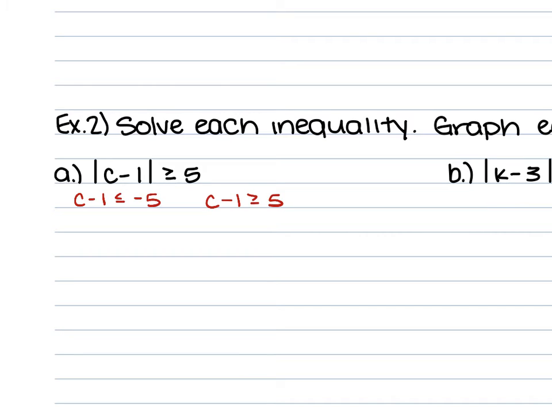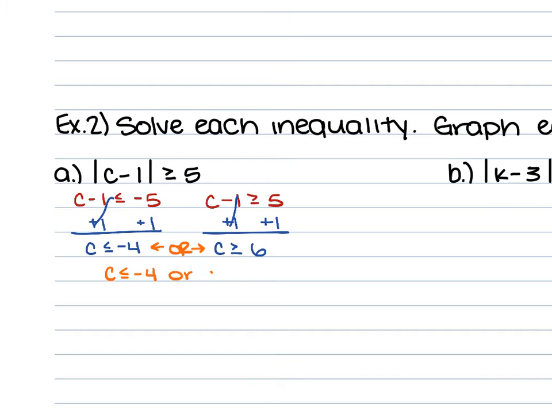I'm going to work with the inequality on the left first. I'm going to add that 1 to both sides. I get c is less than or equal to negative 4. Now on the right, I add the 1 to both sides and get c is greater than or equal to 6. My smaller number is on the left with that inequality, so I compare the signs. They're pointed out away from each other, so this is an or statement. So I rewrite this as c is less than or equal to negative 4, or c is greater than or equal to 6.